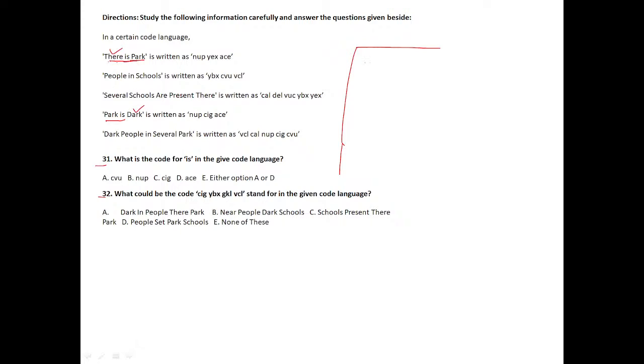So write it. There is the code for NUP ACE. So YEX is the code for there, and dark code is CIG, right? Okay, now park is, there is a possible case, possibility, right? So NUP oblique ACE, right? Park can take any of these two, either NUP or ACE, or is can take any of these two. Okay, let's leave it like this.